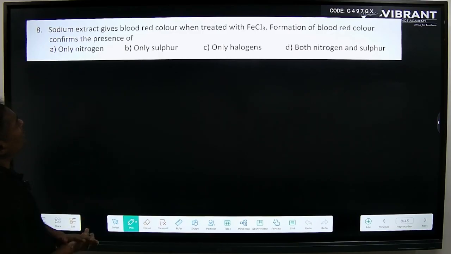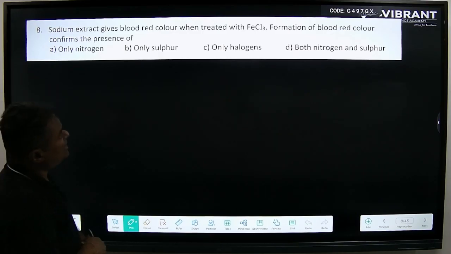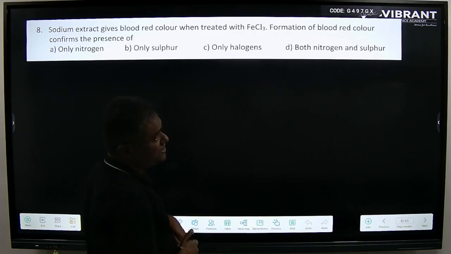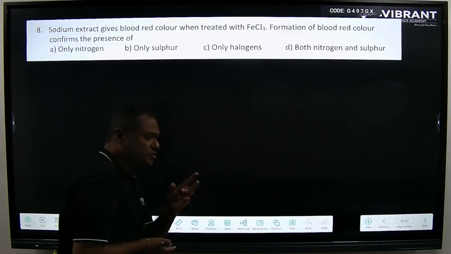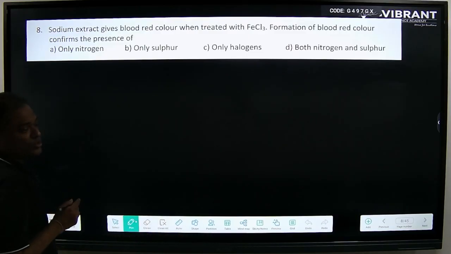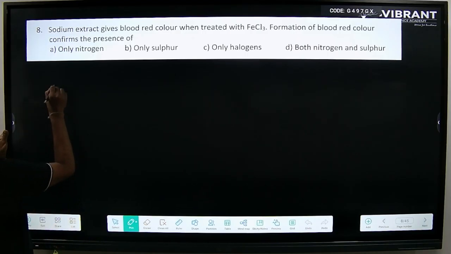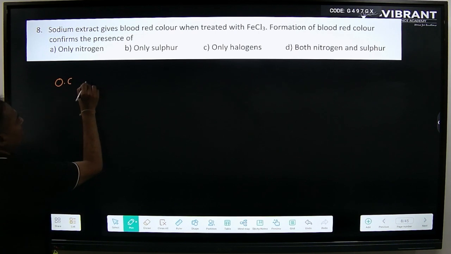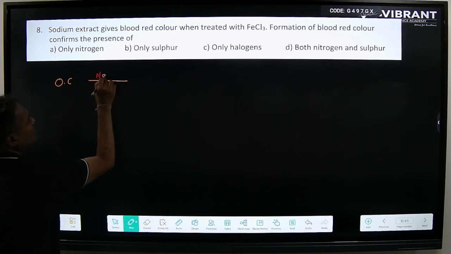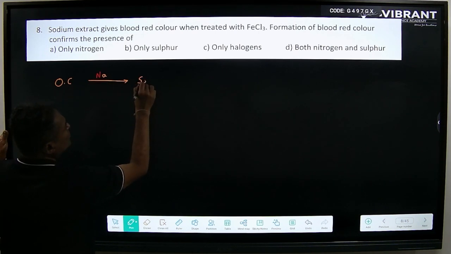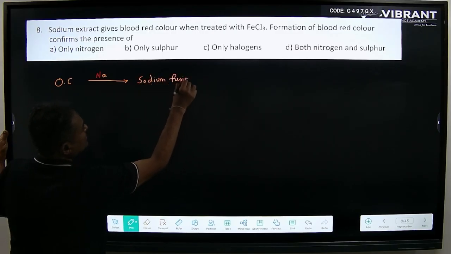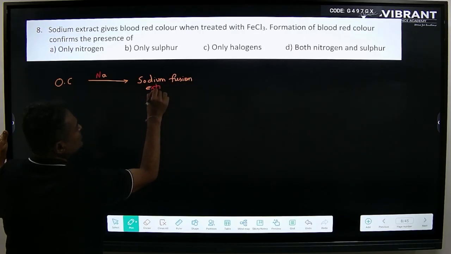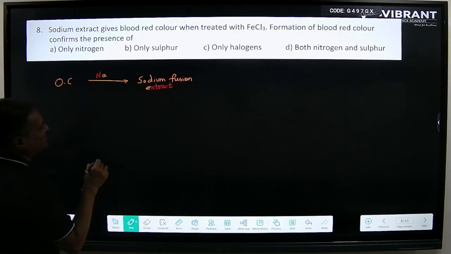Now, they have given that sodium extract gives a blood red color when treated with FeCl3. The formation of blood red color confirms the presence of what? I think, child, if you remember, this is one of the tests called the sodium fusion test, known as Lassaigne's test. And in this Lassaigne's test, if you remember, your organic compound is heated with sodium metal. After heating, it is going to form sodium fusion extract, that means a solution.